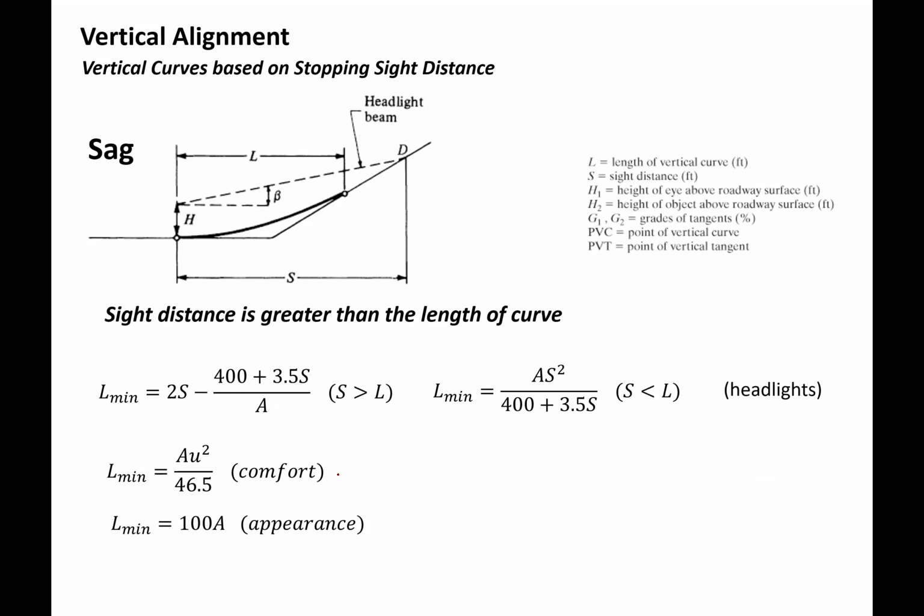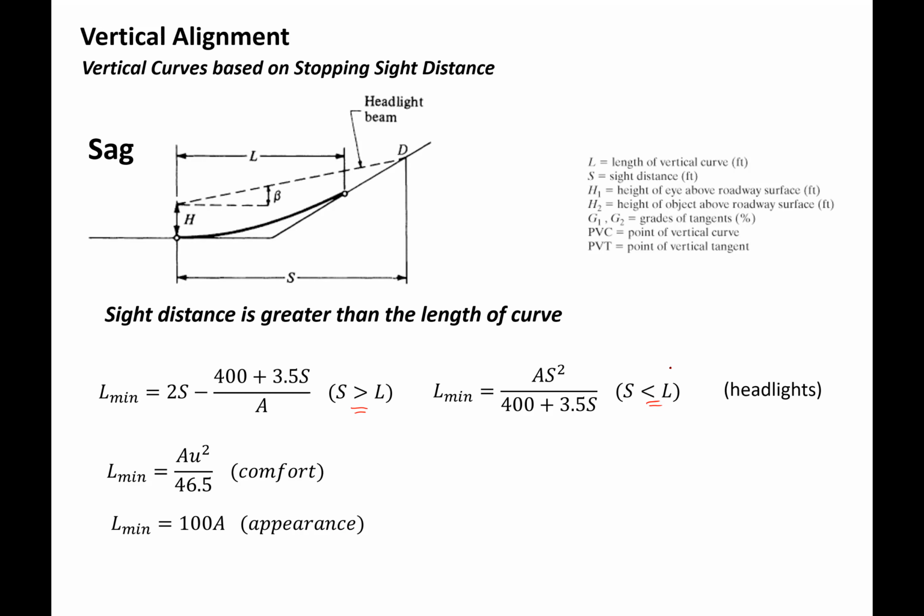So we have the case where the stopping sight distance is greater than the length of curve, and the case where the stopping sight distance is less than the length of curve. And then we also have these secondary minimum length requirements to compute for both comfort and appearance.